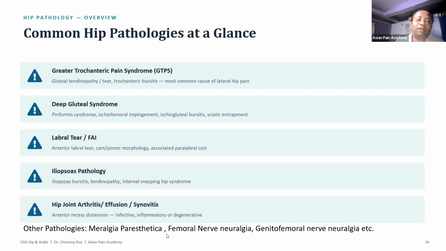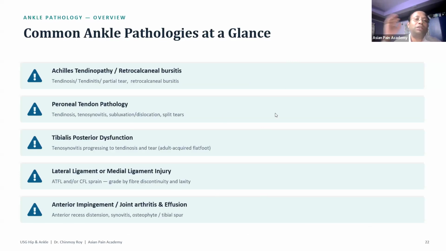One of them is meralgia paresthetica, and another is femoral nerve neuralgia or the femoral branch of the genitofemoral nerve. The genitofemoral nerve has two branches, the femoral branch and the genital branch. The genital branch I am not describing because it causes pelvic pain. But the femoral branch can cause pain in the front of the thigh. While we do the ultrasound of the hip, we can see these nerves also.